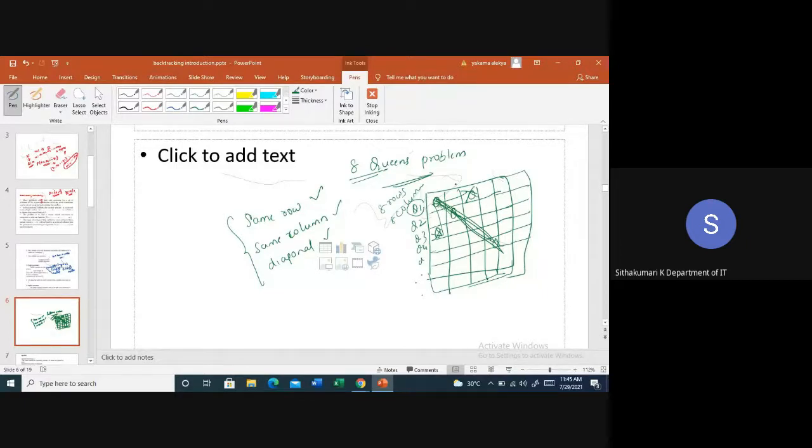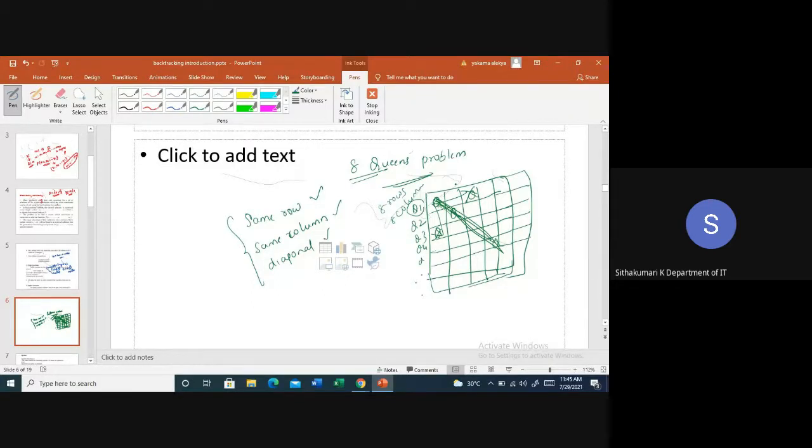So the problem statement can be defined like this. We can assume that queen 1 will be placed in row 1, queen 2 in row 2, likewise queen 3 in row 3. So we need to find out in which column the first queen will be placed. Definitely queen 1 will be placed in row 1, no doubt in this. But in which column should you place it? That you need to identify.